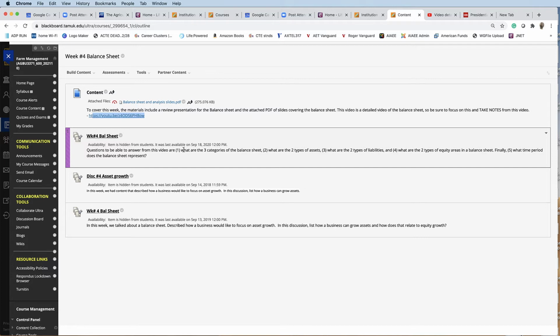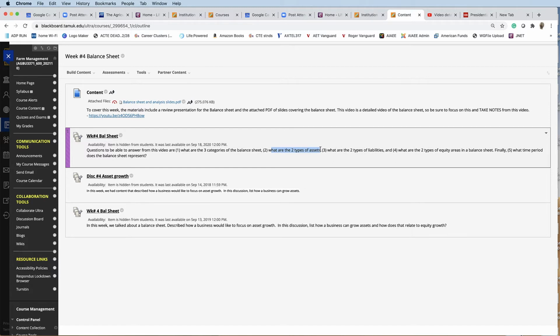So let's see here. What are the 3 categories of the balance sheet, and what types of assets and liabilities and what kind of equity sections are there? What time period does the balance sheet cover? This is a test type question, so let me go over it with you. The 3 categories of the balance sheet are assets, and they equal liabilities plus equity. What are the 2 types of assets?